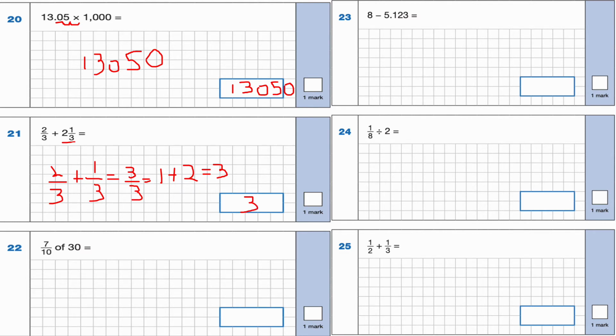Question number 22 is a fraction of an amount, 7/10 of 30. I divide by the bottom, times by the top. 30 divided by 10 is 3. Times in that answer by 7. And I get 21, guys.